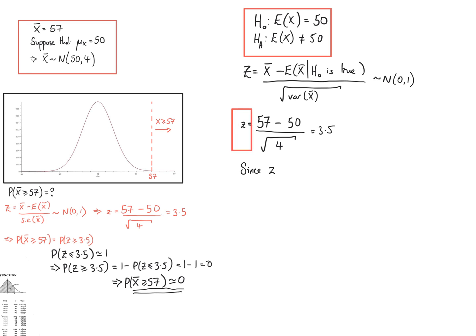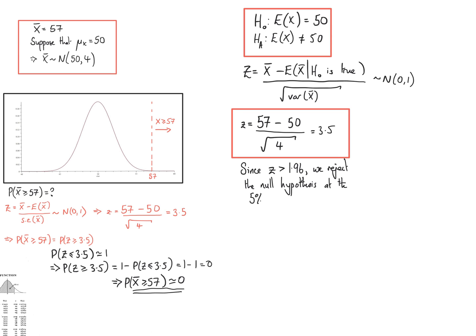Since the critical value at the 5% significance level is 1.96, our z-score is greater than 1.96, which means we can reject the null hypothesis in favour of the alternative. That doesn't mean that the alternative is true, that doesn't mean that the null hypothesis is necessarily false, but we can reject the null in favour of that alternative hypothesis at the 5% significance level.